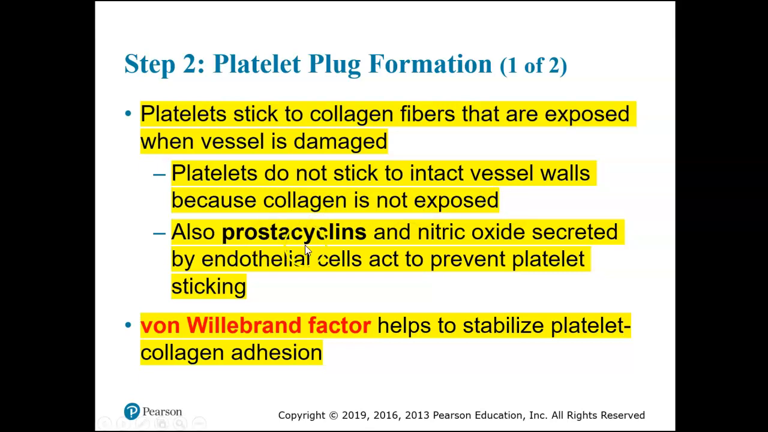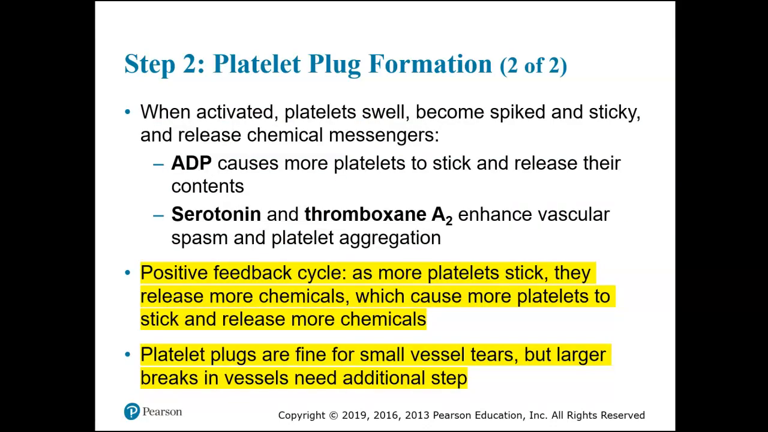Also, prostacyclins, I was about to say prostaglandins, prostacyclins and nitric oxide secreted by endothelial cells. Remember, the endothelial cells are the lining of the blood vessels. The prostacyclins and nitric oxide prevent platelet sticking. And then von Willebrand factor helps to stabilize the platelet collagen adhesion. So a platelet plug, in summary, is formed by platelets and collagen fibers.